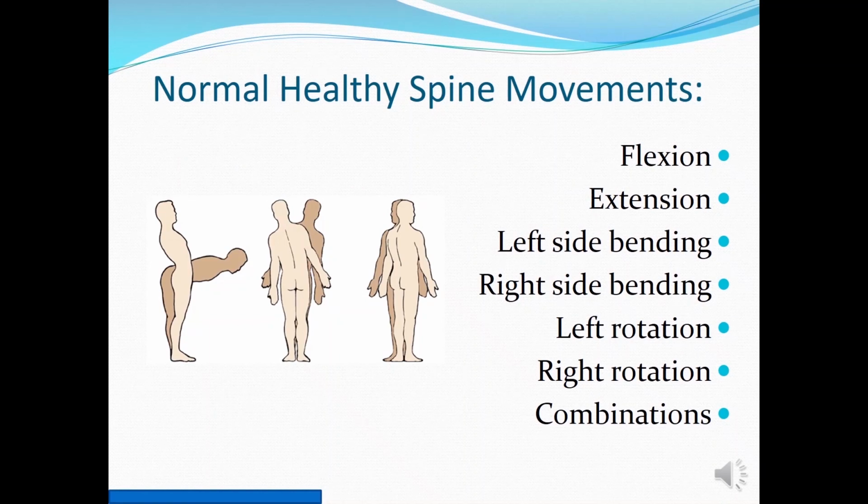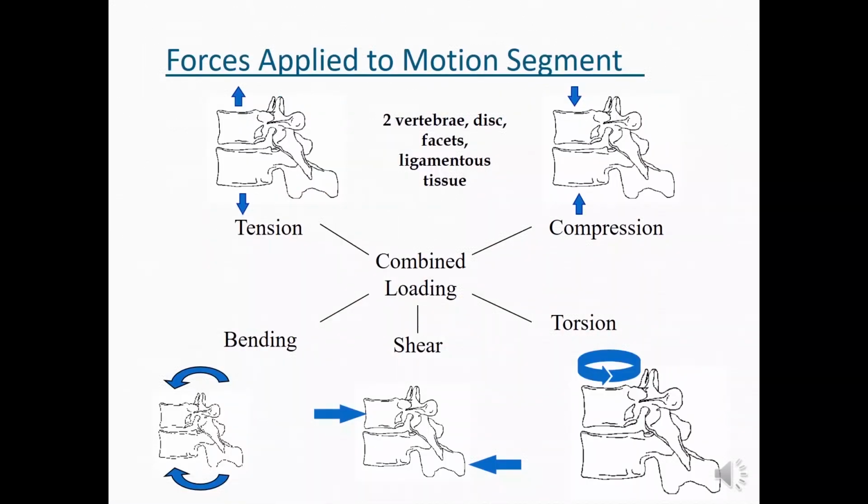The flexibility of the spine allows it to move in flexion, extension, left side bending, right side bending, left rotation, right rotation, or a combination of all these movements. The forces applied to the motion segment are either tension, where both bodies are pulled apart, or compression, where both bodies are brought together, or rotatory in torsion, or in bending, or forward and backward movement as a shear force, or a combination of all these forces.